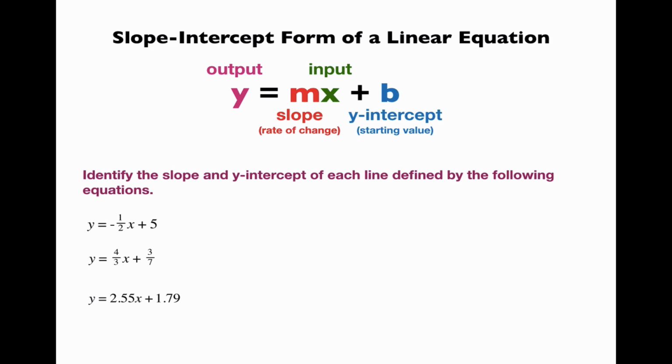Identify the slope and y-intercept of each line defined by the following equations. So the slope is always the coefficient of your input, or the coefficient of x. So the slope here would be negative 1/2. The y-intercept would be 5. The slope in the next one would be 4/3, and the y-intercept would be 3/7. And the slope in the last equation would be 2.55, and the y-intercept would be 1.79. That's fairly straightforward, fairly simple.